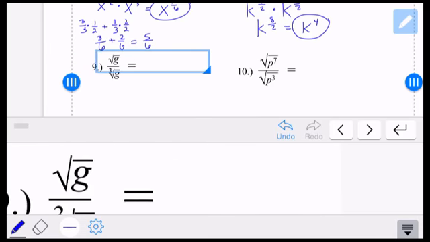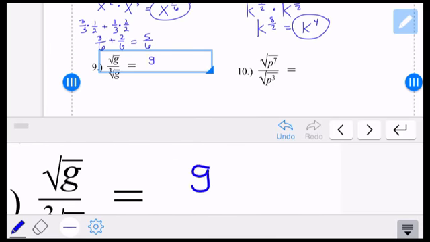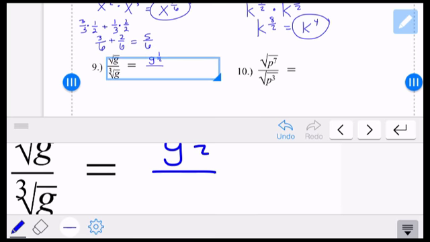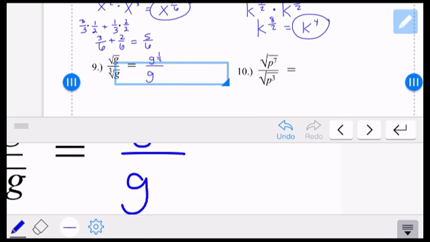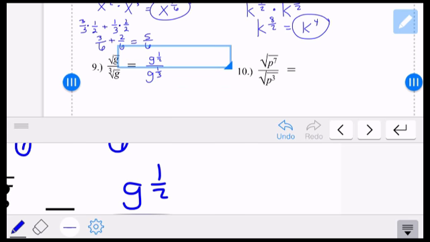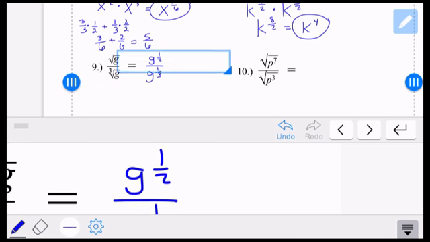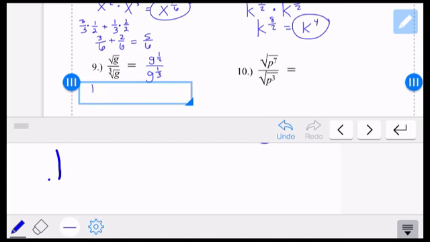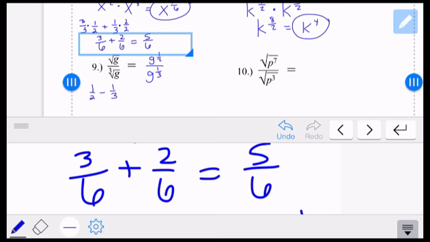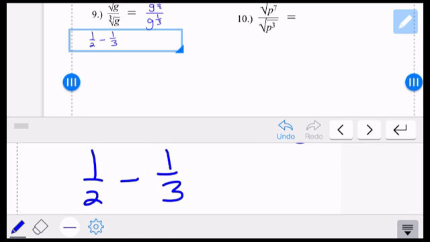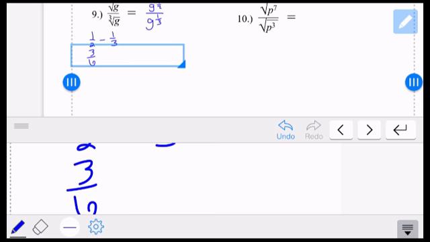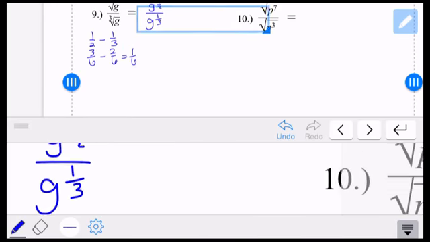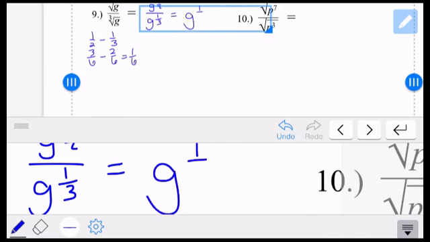Number 9, square root of g, so that's going to be g to the 1/2, divided by cube root of g, so that would be g to the 1/3. And then we are dividing these guys. So how do we write our exponents? So if we're dividing the terms, well, we need to subtract them first and then simplify. So we need to do this time 1/2 minus 1/3. And we already converted these into common denominators up here, so it's going to be the same thing, just now we're subtracting them. So 3/6 minus 2/6 leaves us with 1/6. So what we have here is g to the 1/6.